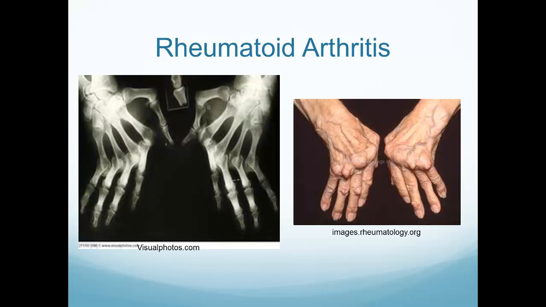And these are just a couple pictures here of, on the left hand side, what the x-rays would look like of somebody who has rheumatoid arthritis, and over on the right hand side, the patient's hands. And you see the severe joint disease and the malalignment of the joints.